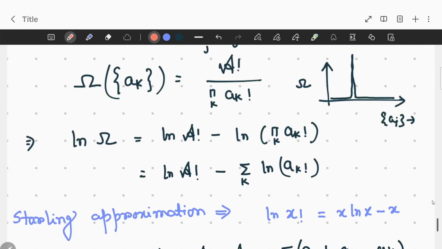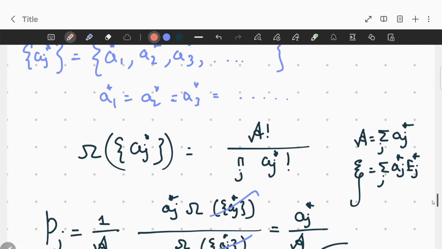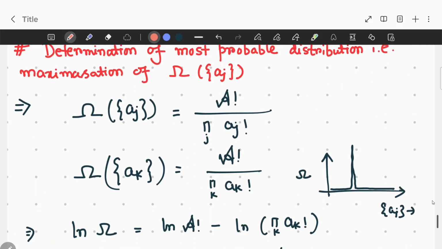Now if you remember, we had two constraints. We have to keep in mind that we are maximizing, but keeping in mind there are two constraints. One is this, another one is summation aj, because overall energy is not changing because it is in a thermal bath.